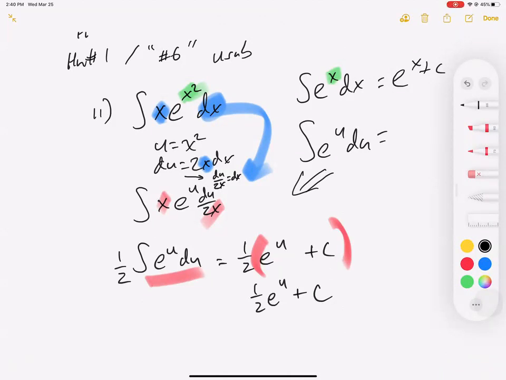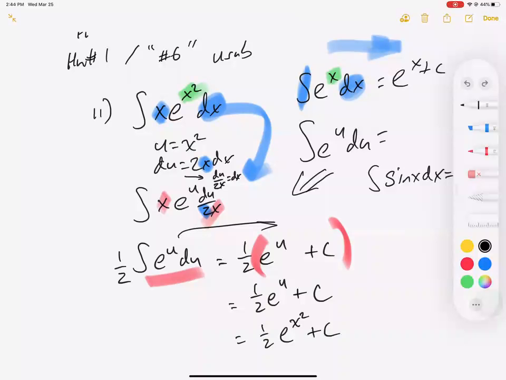Excuse me, where did you get the 1/2? 1/2 was from this value right here. I see. Okay. And we always have to go back and replug in what u is. So it's 1/2 e to the u, and u is x squared, plus c. Where did du go?